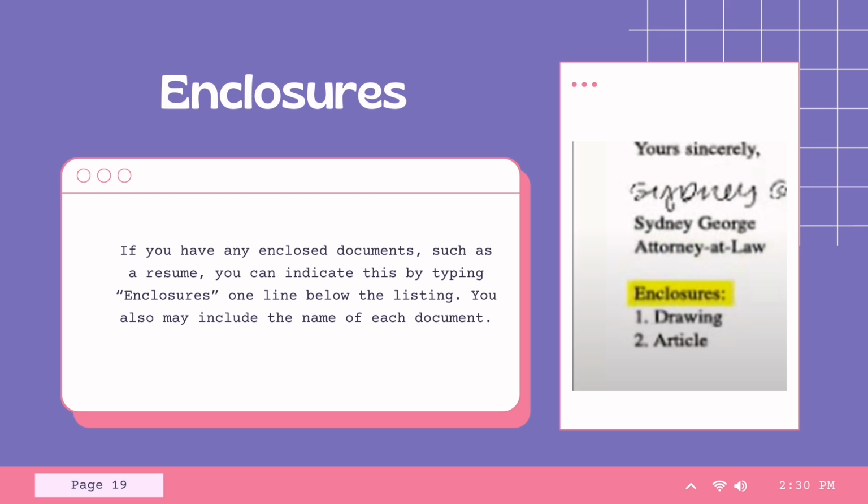Enclosures. The notation alerts the receiver to check for enclosure. It is usually typed a single or double space under the reference initial. It also reminds whoever prepares your envelope for mailing that something is to be enclosed. If you have any enclosed documents such as a resume, you can indicate this by typing enclosures 1 line below the listing. You also may include the name of each document.